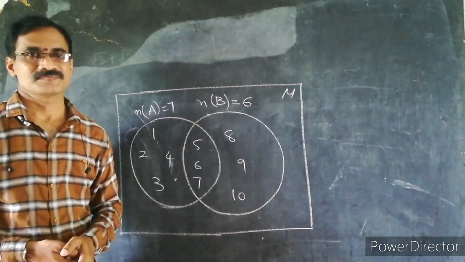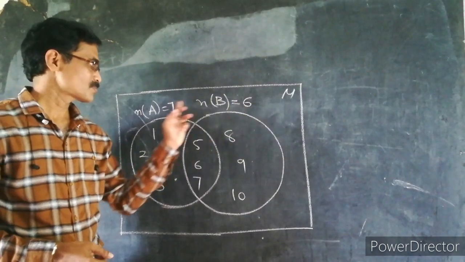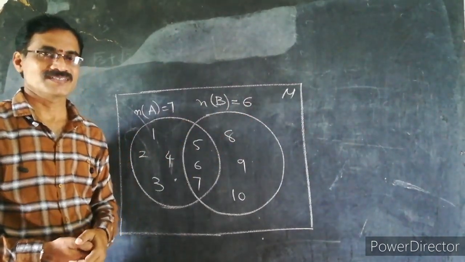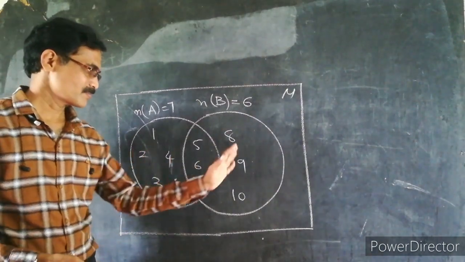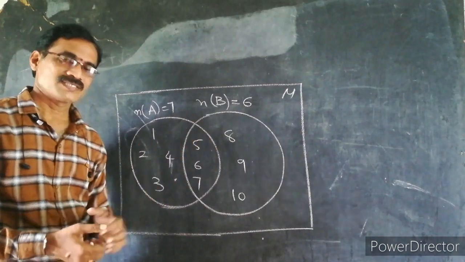But for the number of A union B, adding these two numbers is not correct. 7 plus 6 is 13. You are getting 13, but not here. For the number of A union B, the common elements should be removed once.